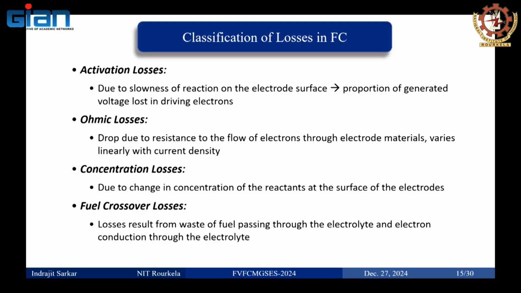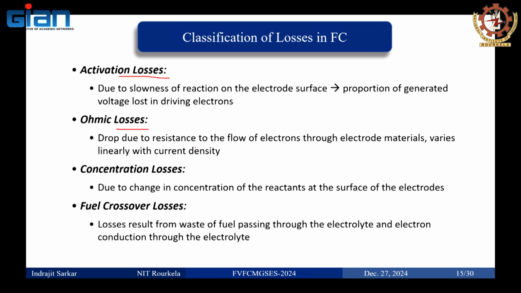So these are the losses that we have mentioned here: activation loss, ohmic region loss. So what are these losses? Let me explain. Activation loss is majorly due to what happens at the electrode surface. There is a slowness in the chemical reaction, so you need some energy to speed it up and drive the electrons. So there is an activation loss.